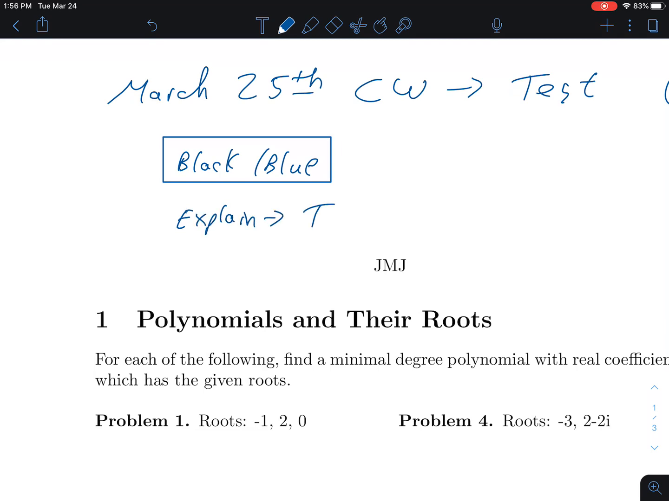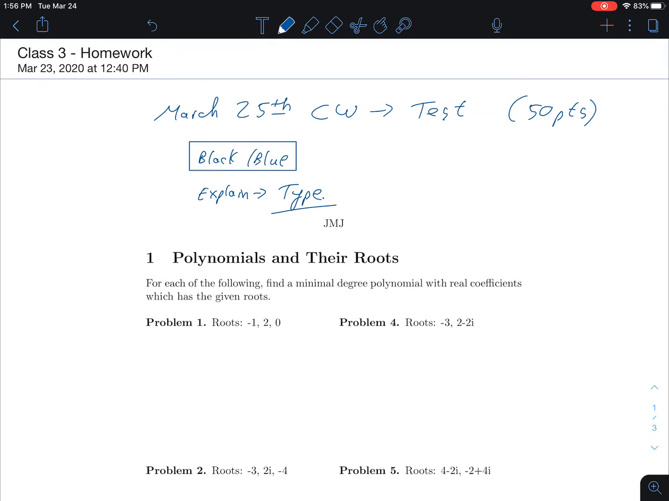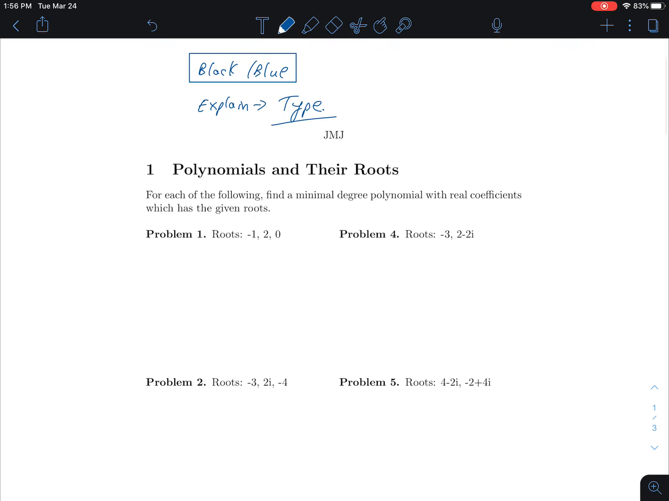If I ask you to explain something, please type it. Again, that's just to make sure it's neat and easy for me to read. Some of you have a little bit of sloppy handwriting, and it'll be easier to read if you type it. You may never have taken a test on Notability, so use it to your advantage to keep it neat. I'll start with this first part, polynomials and their roots.